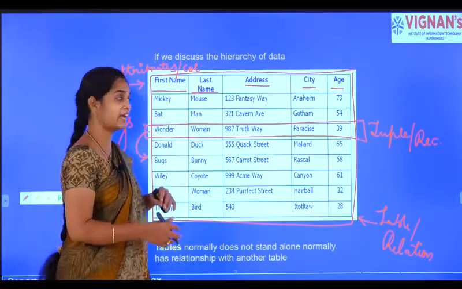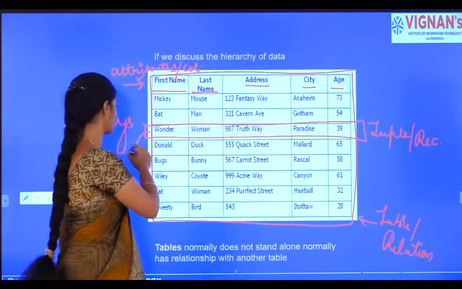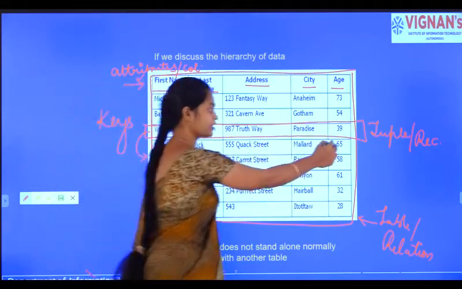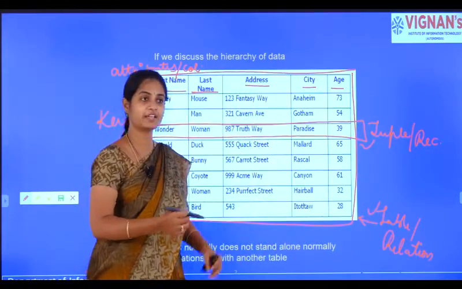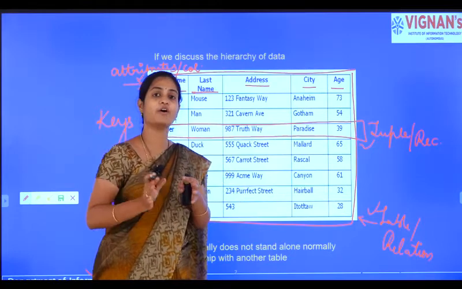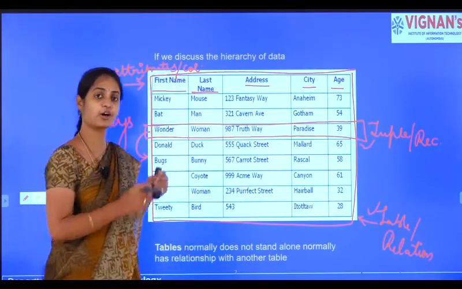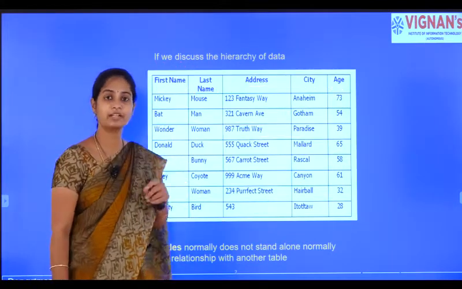So in the data hierarchy we have first attributes, then tuples, and then tables. And in the database, a table is not standalone. A database always consists of multiple tables.